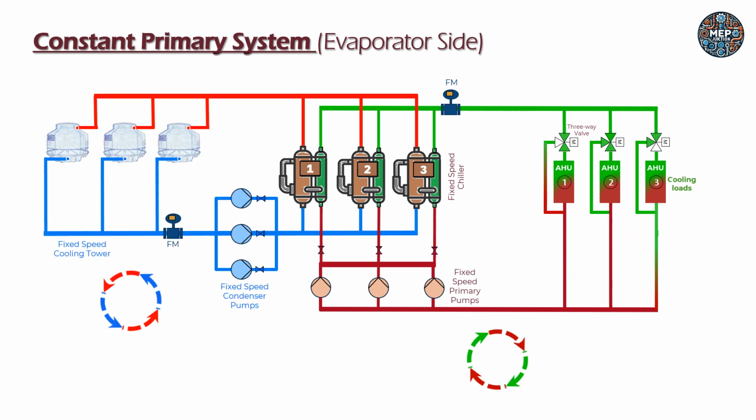If we combine both the circuits together, you can see a constant primary system ready with this complete schematic, right? I hope you now understand how the condenser side circuit of the system is working and how the evaporator side circuit is working, and combining both is the constant primary system.